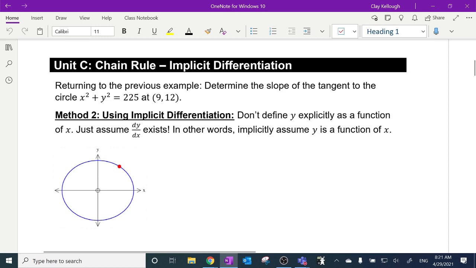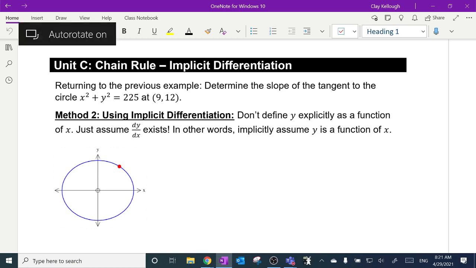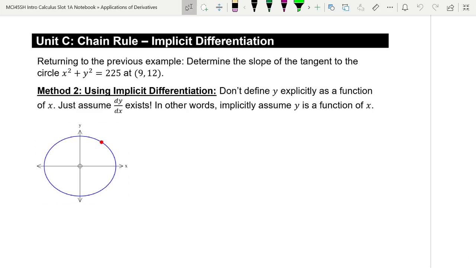So today we're not going to do that. We're not going to define y explicitly as a function of x. We're just going to assume that the derivative exists. In other words, we're going to implicitly assume y is a function of x.